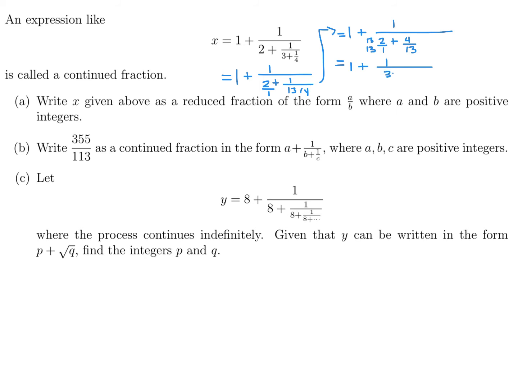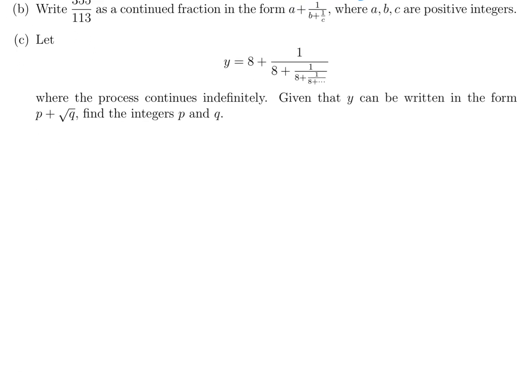30 over 13. Okay, so that would basically be 1 plus 13 over 30. And then getting a common denominator would be 30 plus 13 over 30, and that is 43 over 30. So 43 over 30 is basically my a over b, where a is 43 and b is 30.